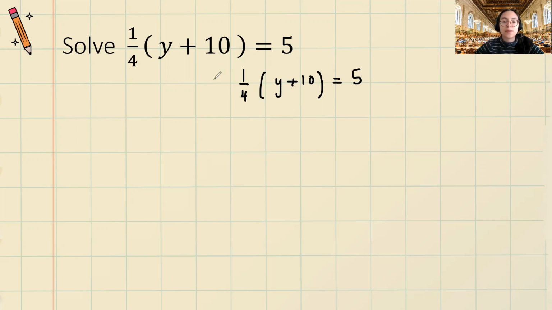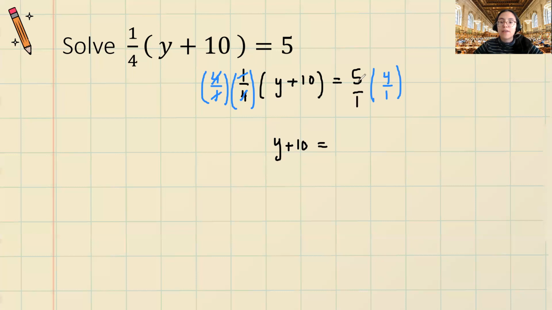So I'm going to multiply 4 over 1 on this side and 4 over 1 on this side. Then the 4's will cancel and the 1's will cancel here. Now this fraction on the left-hand side is gone, because what I'm left with is y plus 10. And on the right-hand side, I have 5 times 4 over 1, and that's just 20, because 1 times 1 on the denominator is just 1. So now I have y plus 10 is equal to 20, and I can solve for y.